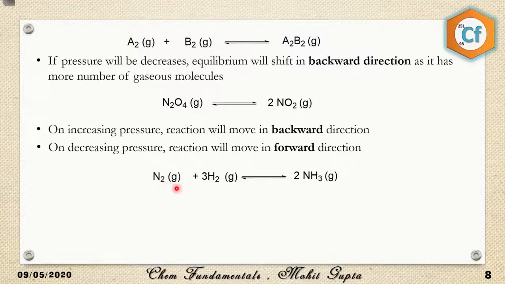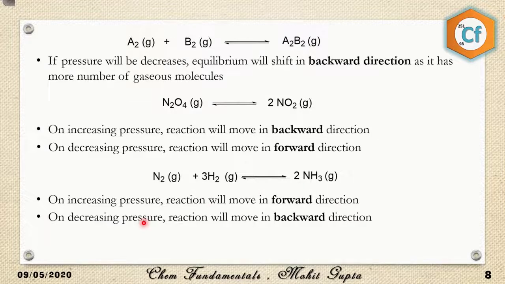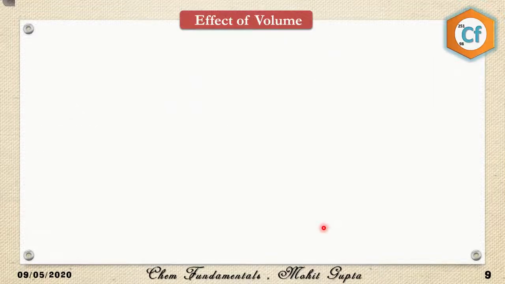Let's take one more example. This is the Haber's process where we are trying to prepare ammonia from the elements N2 and thrice H2. On the left hand side we have 4 moles of gases, whereas on the right hand side we have only 2. So on increasing the pressure, the reaction will move in the forward direction. Why? Because in the forward direction we have fewer molecules and they can occupy less volume. Whereas if you decrease the pressure, the volume increases and the equilibrium will shift in that direction which has more gaseous molecules. So the reaction will move in the backward direction. I hope it is clear to you.